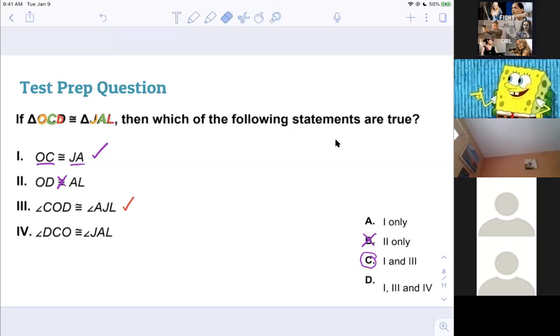Even though it's reversed, it's still correct because they're all in the same order. Exactly. So I know I can cross out A. So now I really just have to check the last one, and I need to decide if option 4 is also correct. So let's take a look.